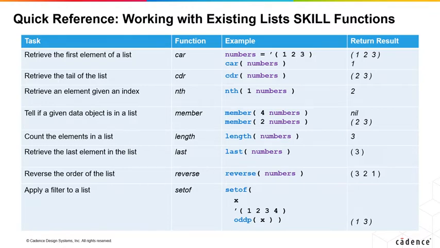Next, we might want to look at how we count the elements in a list. This is handy a lot of times just to see how many things we've collected. To do that, we use the length function. In the example here, we pass numbers into length and it returns 3 because there's 3 elements in the list.